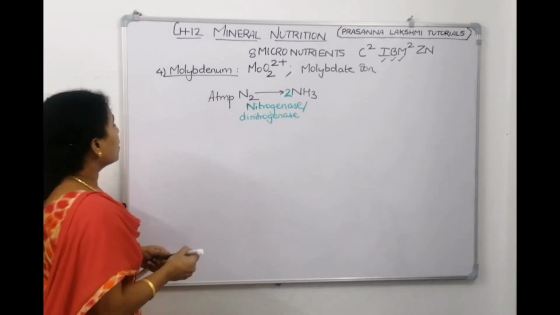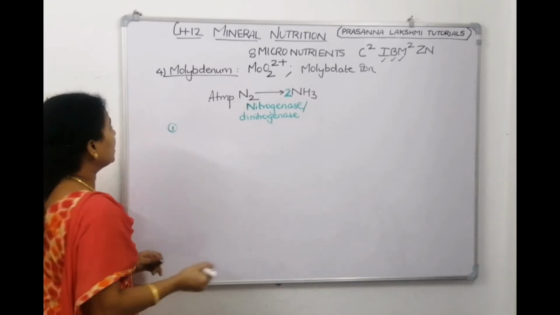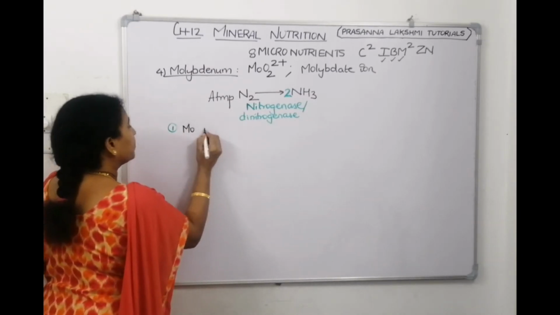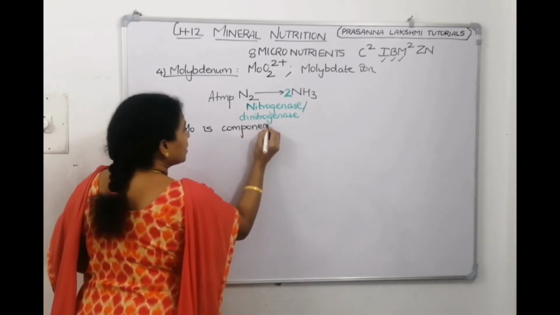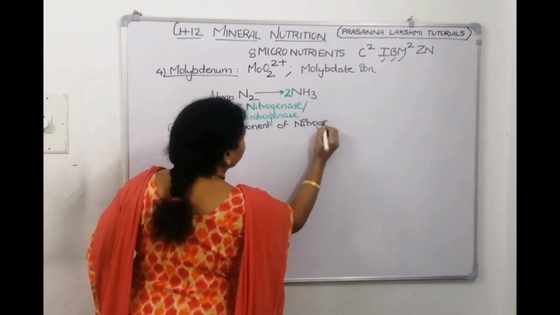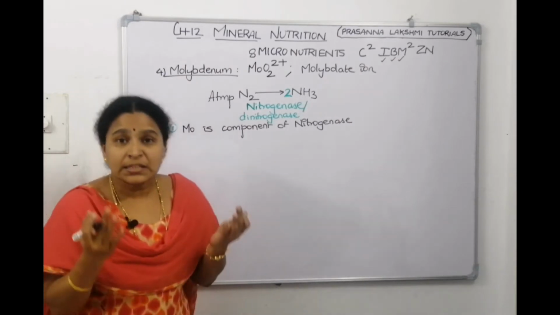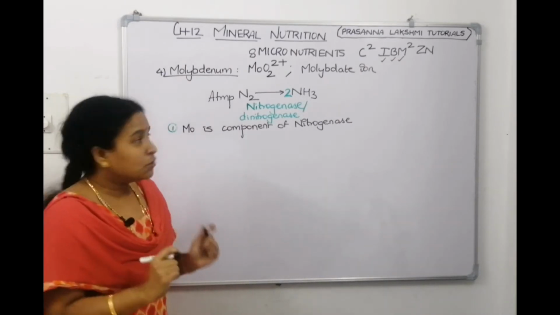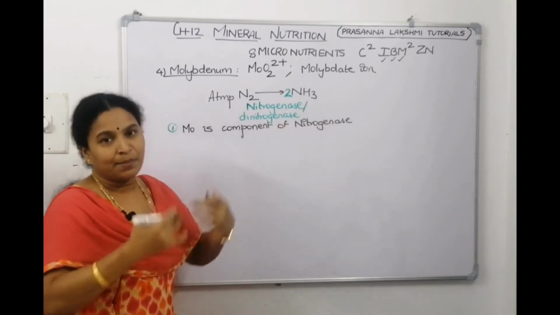Let us write down the first function of molybdenum. Molybdenum is a component of nitrogenase enzyme. And what will this nitrogenase enzyme do? It reduces nitrogen to ammonia, and in this form plant can absorb it.